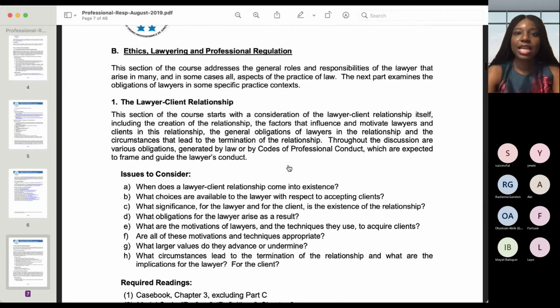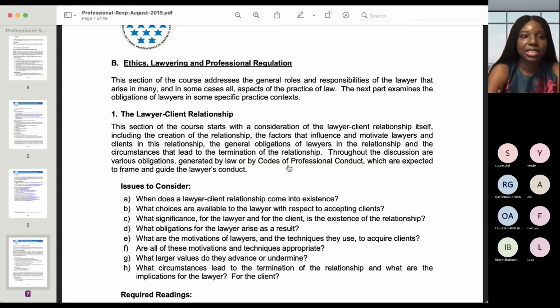So part B, like I said earlier, if you joined late, part B talks about the relationship between the client and the lawyer. So we've gone through all the theoretical aspects of PR. We've talked about ethics as a concept, self-regulation, the business of law, and now we're coming to the practical aspects of professional responsibility, right? The title of part B is Ethics, Lawyering, and Professional Regulation, okay?